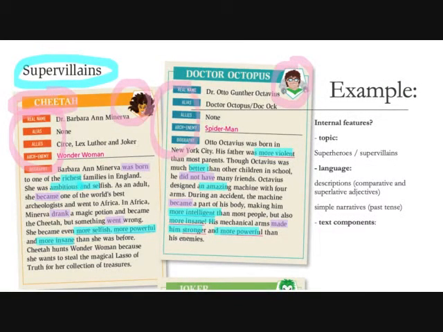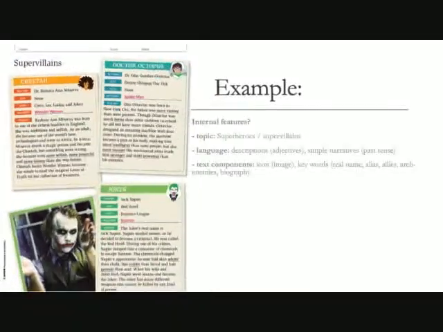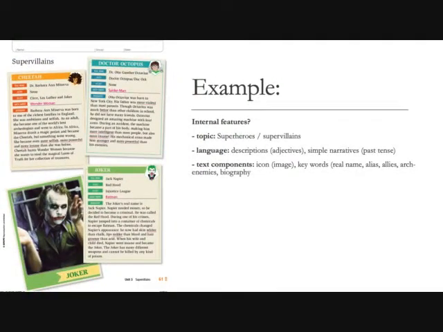Right? Each one of those has that. So some of the text components we would maybe ask the students to reinvest if they were to write their own card would be the icon, the title, and some keywords. Okay. So if those are the internal features, right, that's what we see in front of our eyes, what are the external features? Well, first of all, what's the purpose?